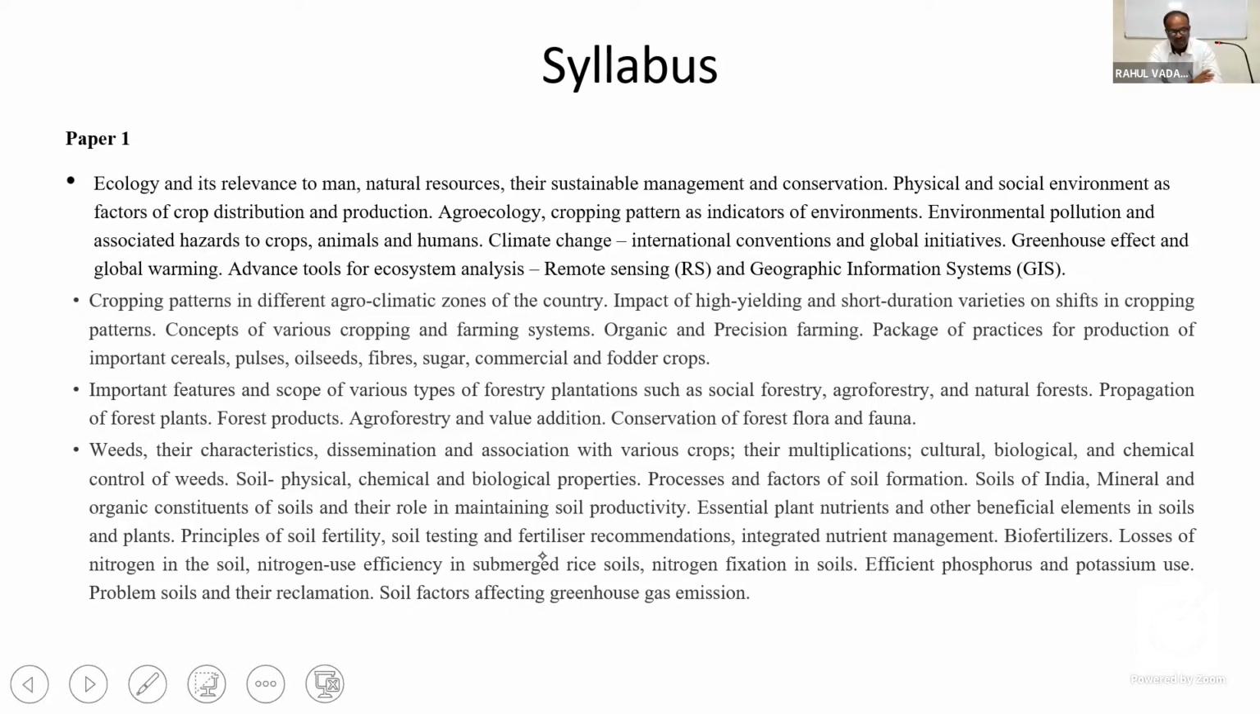The concept of various cropping and farming systems, the same topic is there in your agriculture economics also. So now here you have to understand different terminologies. Which are the different terminologies with respect to the farming and cropping systems? What do you mean by cropping system and what do you mean by cropping pattern? Is there a difference or both are the same? What is cropping pattern?